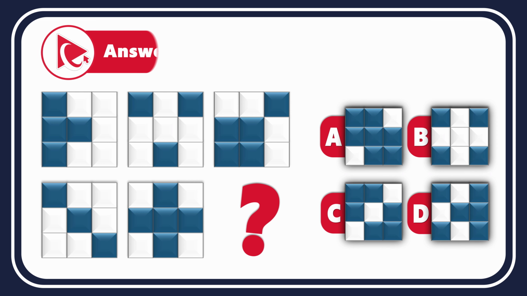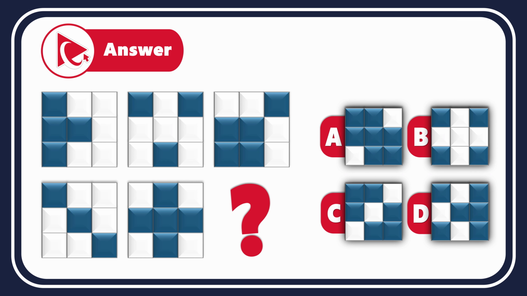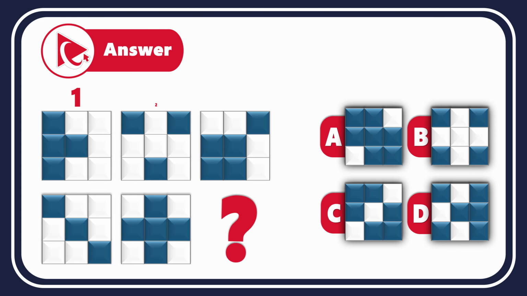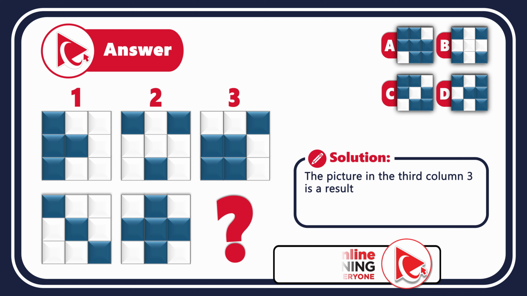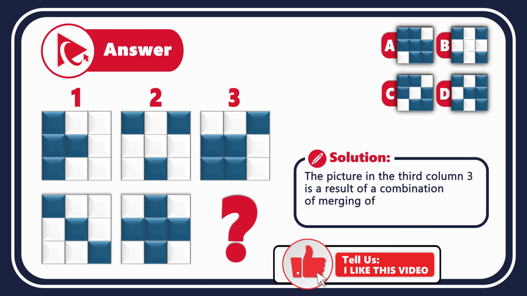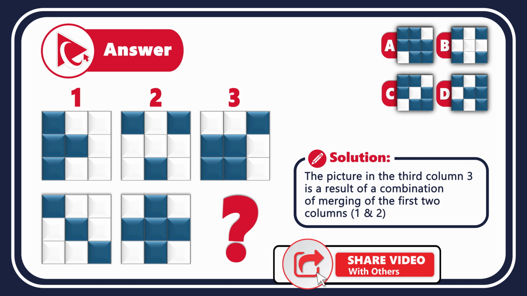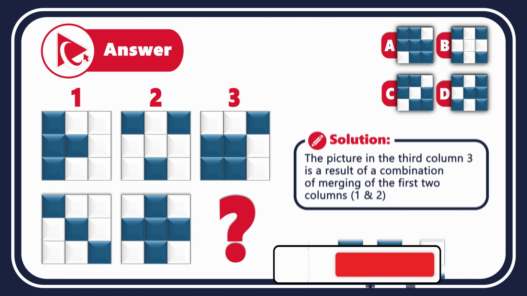To better understand the answer, let's add 3 columns. Columns 1, 2, and 3. What you probably already know by now is that the picture in the 3rd column, column 3, is a result of the combination of merging the first 2 columns, columns 1 and 2. There are 2 merging rules applied here.